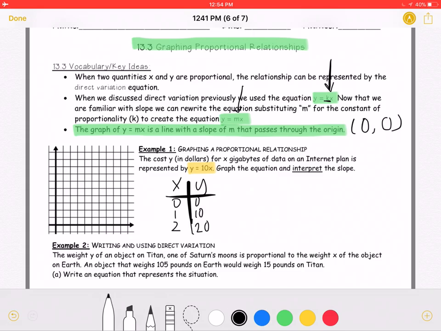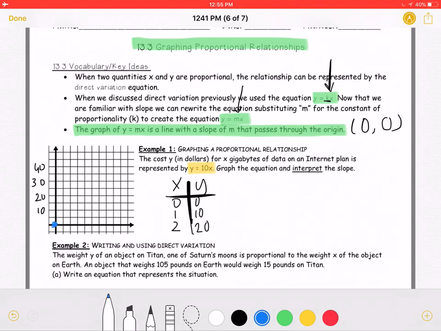And now we're just going to graph this. Our x values are just going up by 1. Our y values, though, we're going up by 10 increments. You can count by 10, or you can skip count by 5s if you want. I'm just going to label 10, 20, 30, 40. Now we have the point 0, 0, so I'm on that origin there.